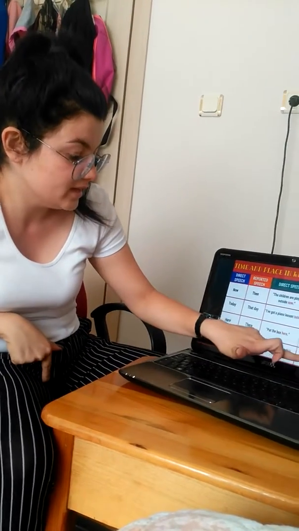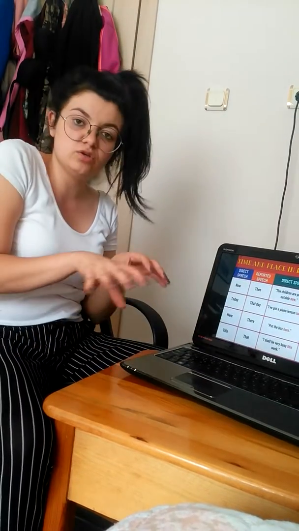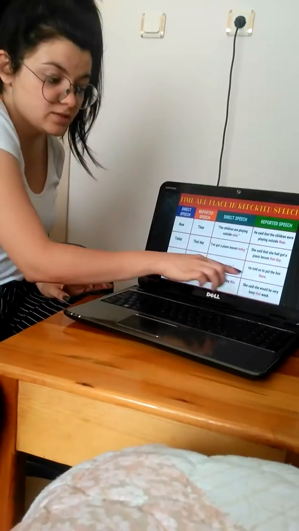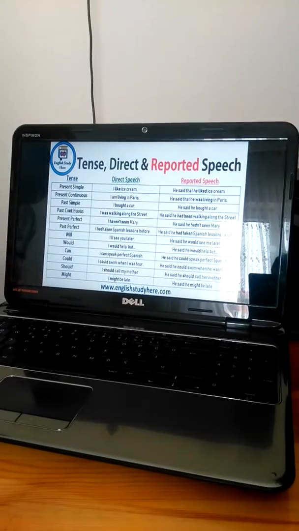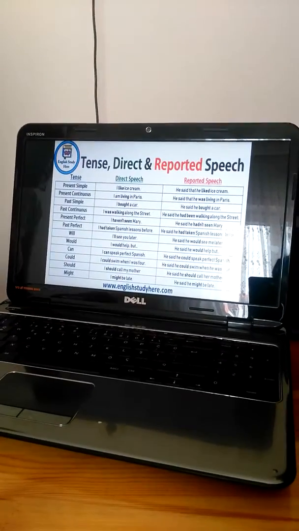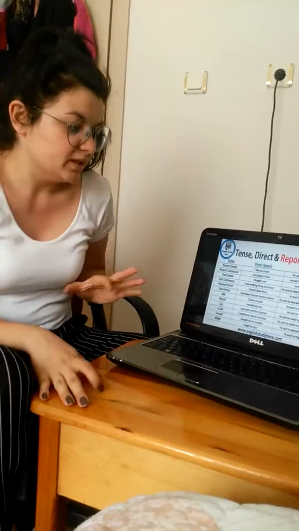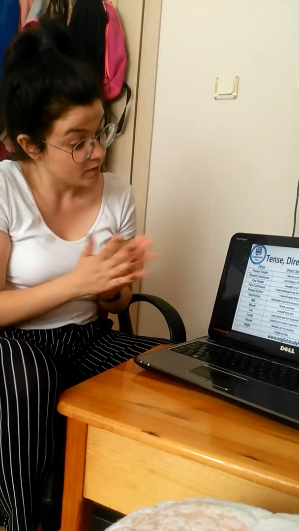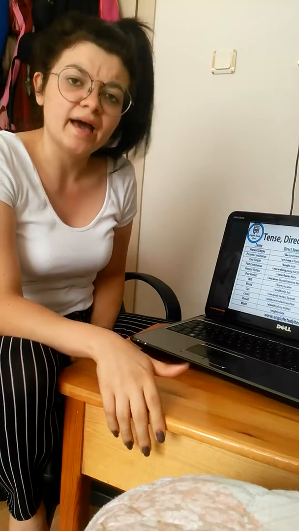And look at would, shall be. We can transform the modals to would if we use reported speech. And as you see, this, that. And I tried to explain something about time expressions in direct and reported speech. Present simple. I like ice cream. As we learn, we have to transform to past tense. He said that, we don't have to use that.